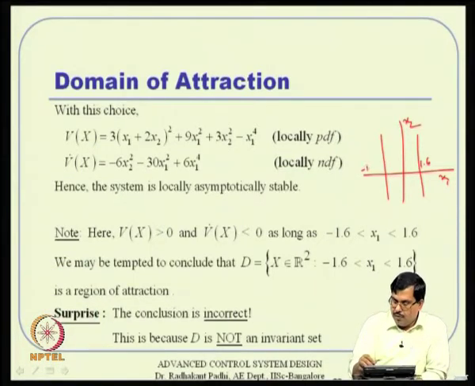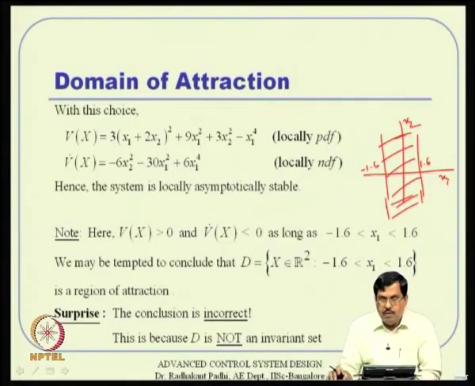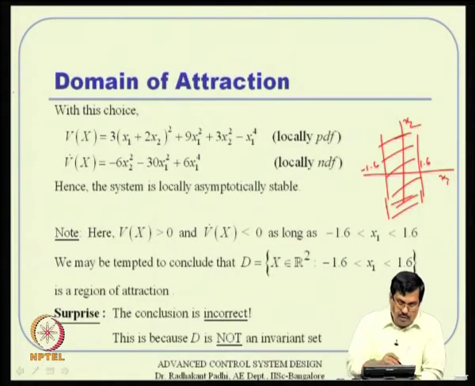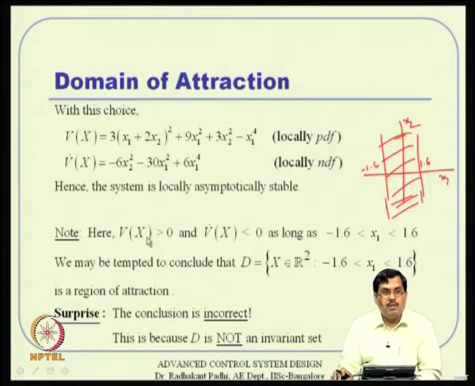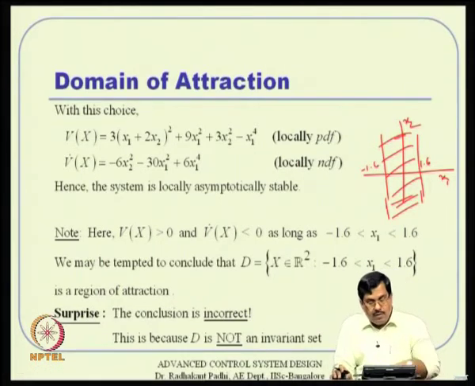Okay, minus 1.6 here. So, it tells you okay, I will define this region. In this particular region, the infinite stripe, V dot is negative actually. So, we are very tempted to conclude that in this region my V dot is negative all the time, this is my domain of attraction. But the conclusion turns out to be incorrect, and we will see the correct thing.